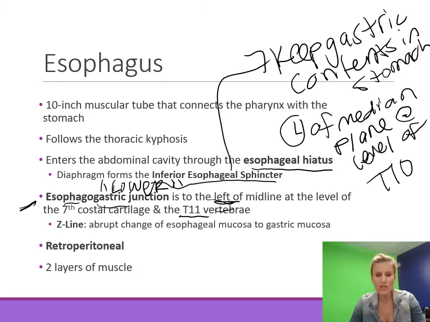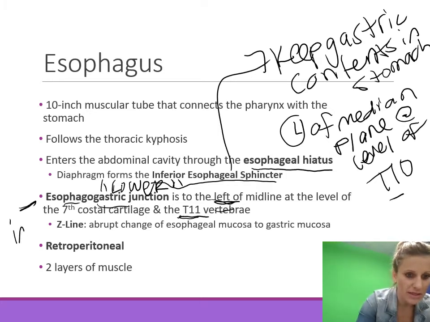vertebra. So if you look at this, there's not very much of the esophagus that's present in the abdomen. We said most of the esophagus is up in the thorax. The section that's in the abdomen just goes from about the level of T10, where it enters, to about the level of T11, where it terminates at the stomach.